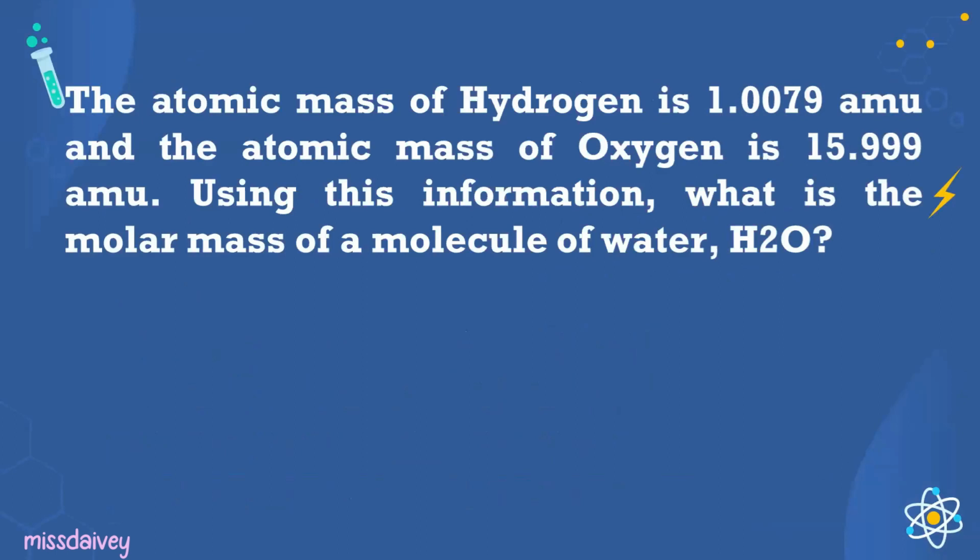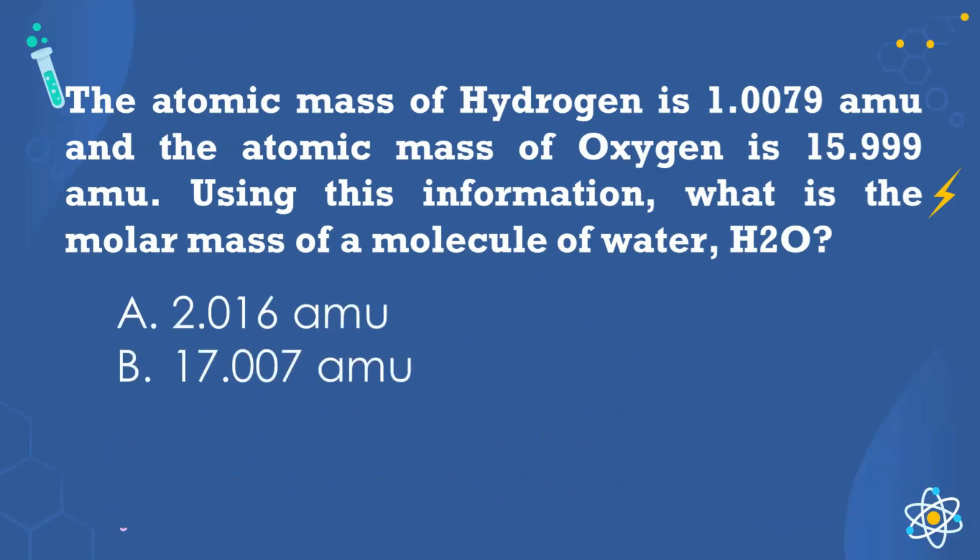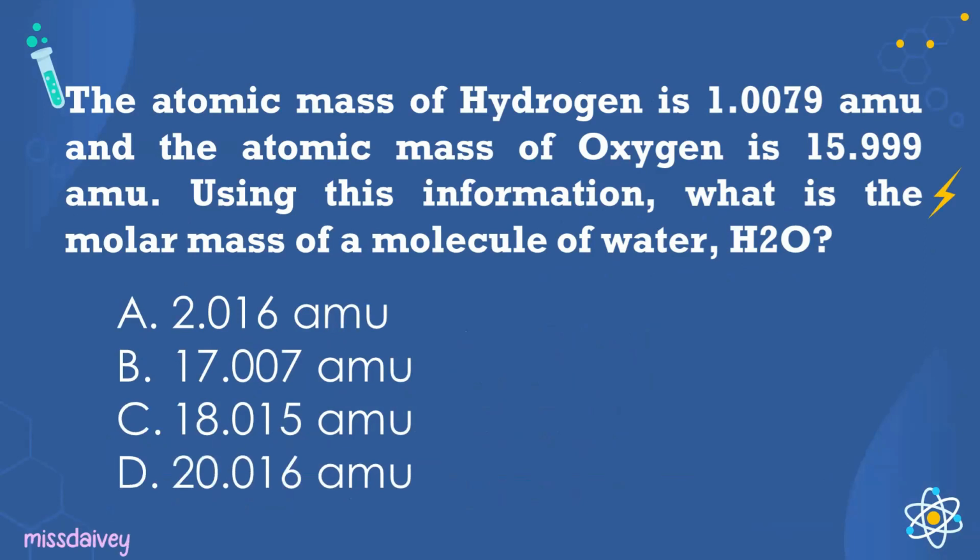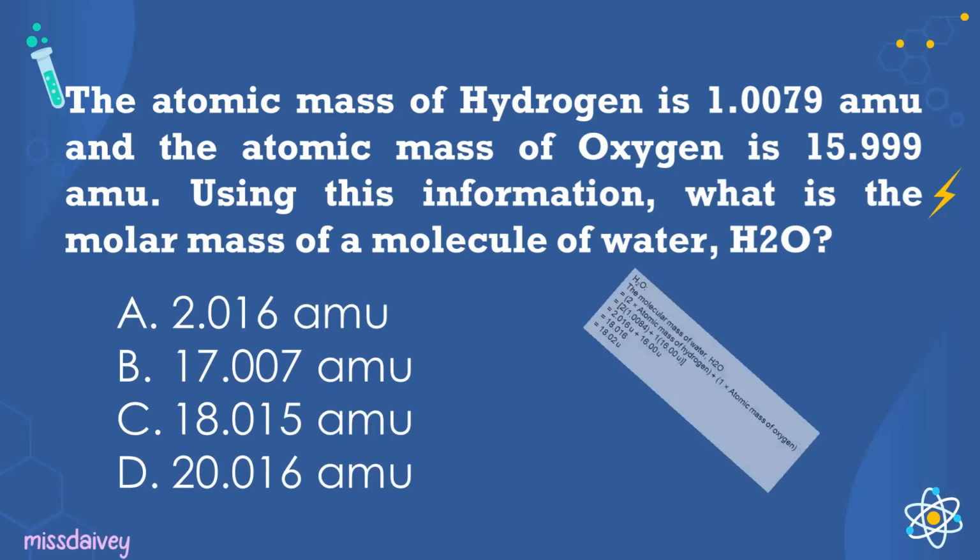The atomic mass of hydrogen is 1.0079 AMU and the atomic mass of oxygen is 15.999 AMU. Using this information, what is the molar mass of a molecule of water H2O? Is it A, 2.016 AMU? B, 17.007 AMU? C, 18.015 AMU? Or D, 20.016 AMU? Let us look at the formula, also the computation.